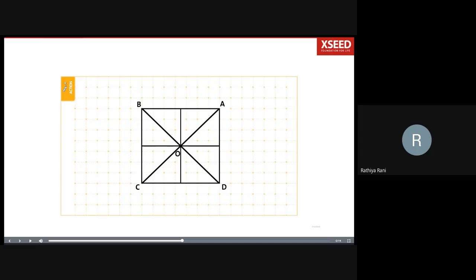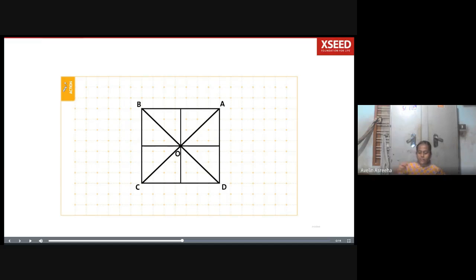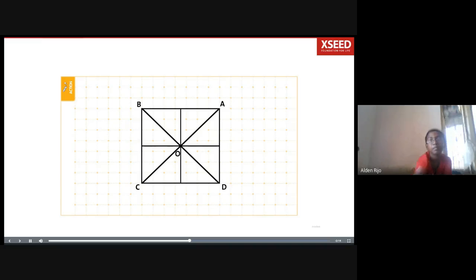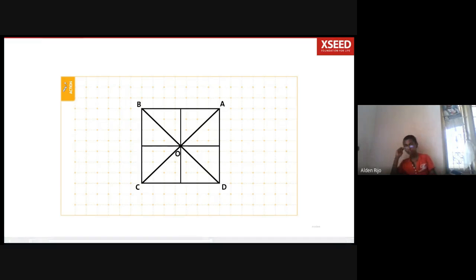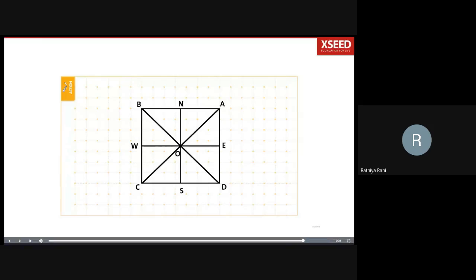Completed? Yes, ma'am. Finally, label the lines in the four directions as E for east, W for west, N for north, and S for south. This plus symbol shows the four directions: east, west, north, south. So for east E, west W, north N, south S.